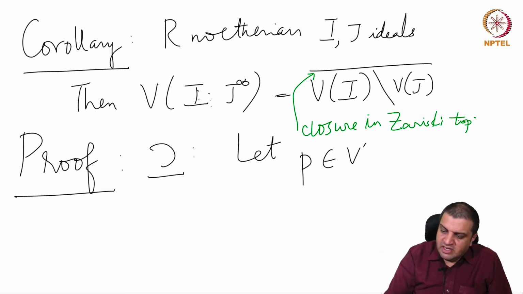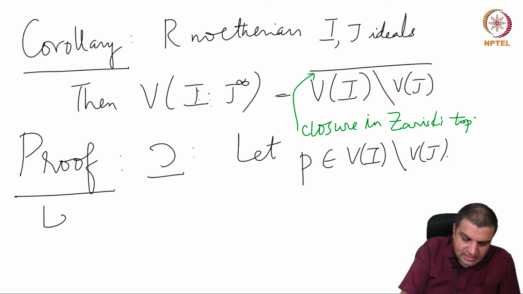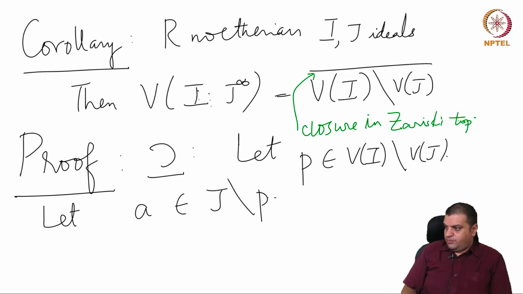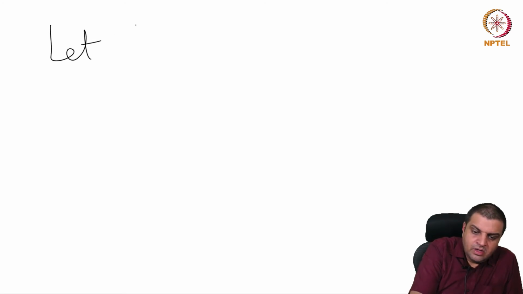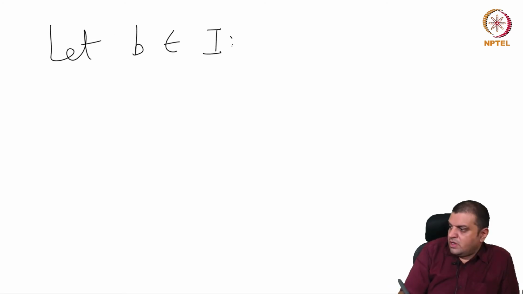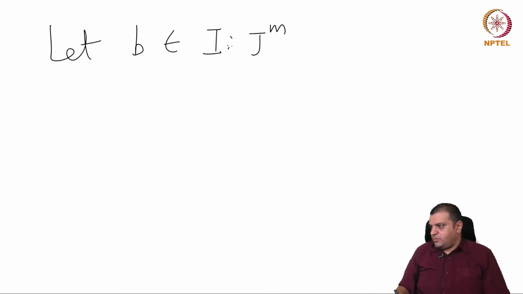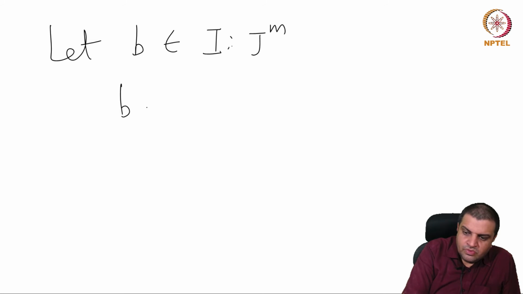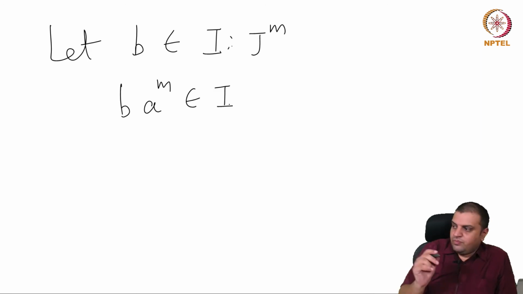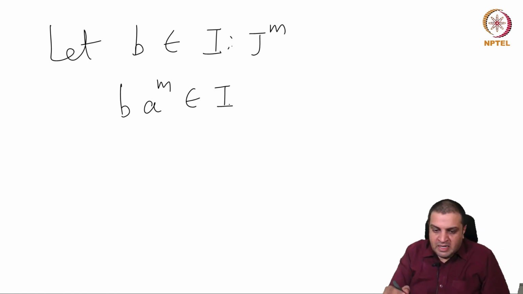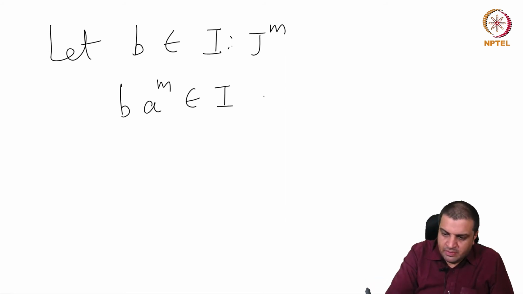So let P be inside V of I, but not in V of J. Let A be inside J, but not in P. Now we'll try to saturate this element. Let B be inside I colon J to the m, for some m. So B A to the m is inside I. But A to the m is not inside P, so B is inside P.